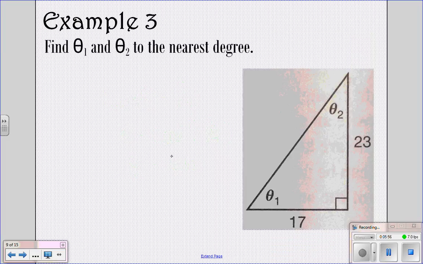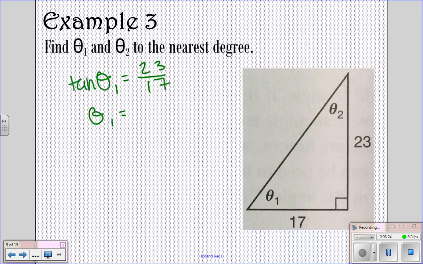So on this one, we want to find theta 1 and theta 2 to the nearest degree. So we'll start by finding theta 1. They give us only the adjacent and the opposite, no hypotenuse. So that means we're going to use tangent. So tangent of theta 1. The opposite is 23 and the adjacent is 17. So we're going to rewrite it as tangent inverse of 23 over 17.